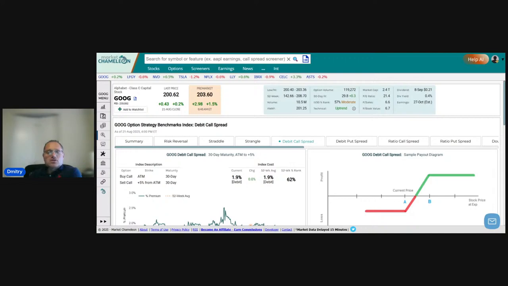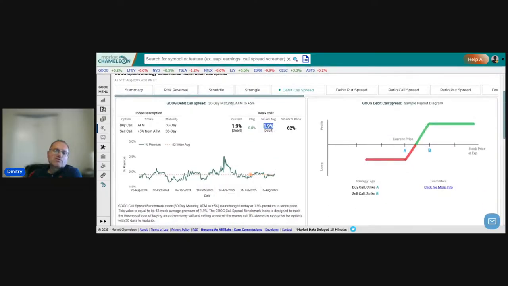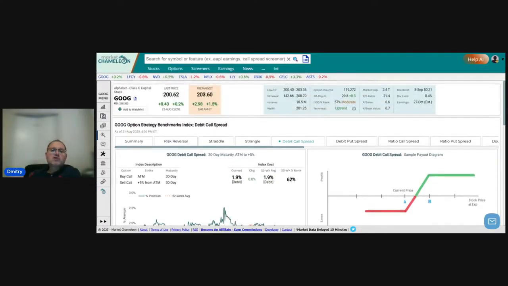And then we could use that benchmark to compare to historical. So here it says the average of all the historical values was 1.9%. So we're right at the average. We could also track the change. It's 1.9% today, or currently. Right now we're closed, so this is as of the close. If we compare it to the previous day, we could see it's unchanged. So even though the stock moved around, because we're using percentages, the cost of another 5% call spread is still 1.9%.